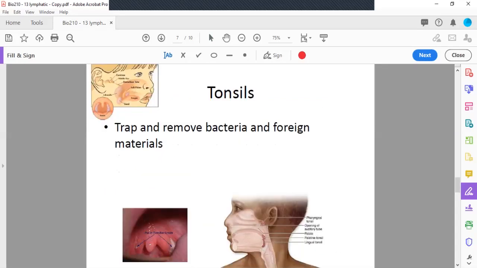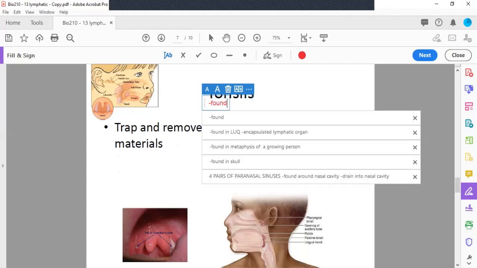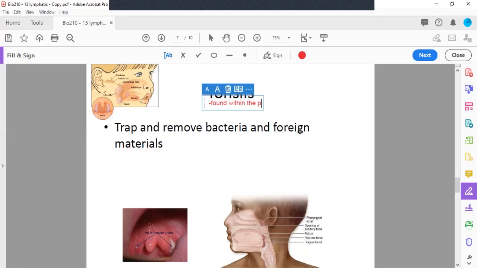All right, let's move to tonsils. Tonsils are not organs. Tonsils are rather known as lymphatic nodules. The purpose of tonsils is to trap and remove bacteria and foreign materials. So they do assist in the immune response. But let's ask the question: where can you find tonsils? Tonsils are found within the pharynx.